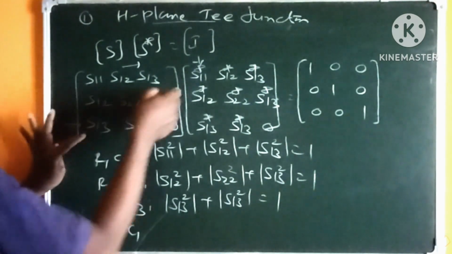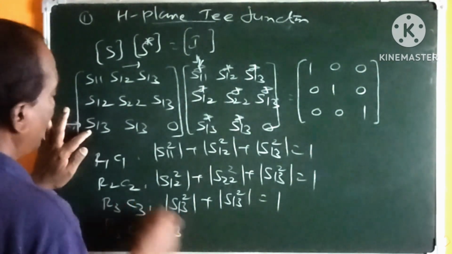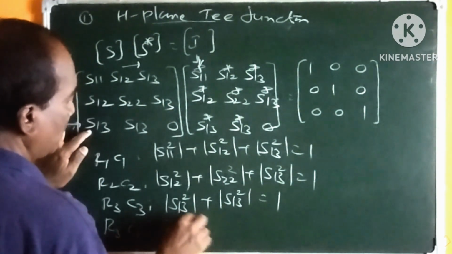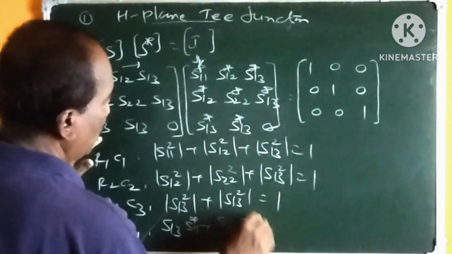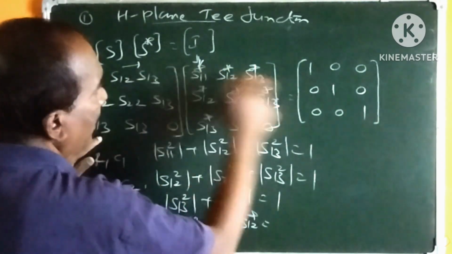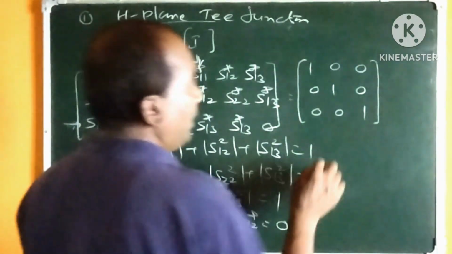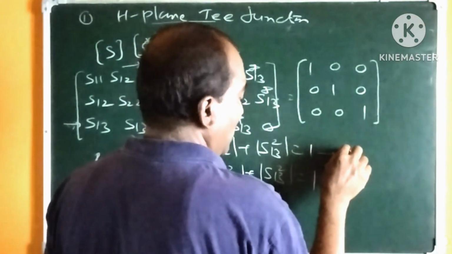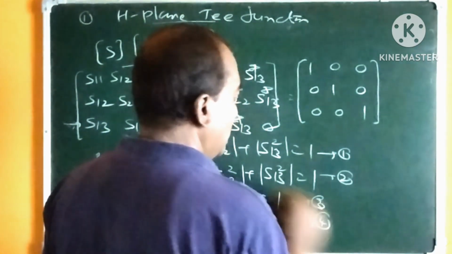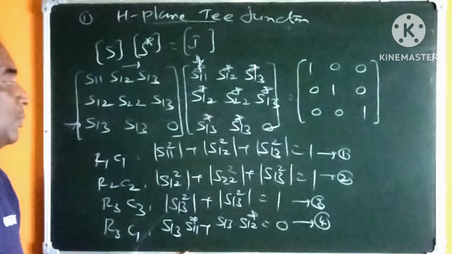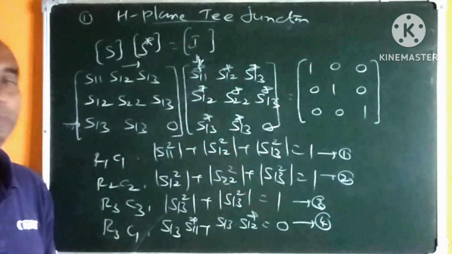So this is R3 C1: S13 into S11 complex conjugate plus S13 into S12 complex conjugate, R3 C1, will be equal to 0. Now let me call this equation 1. This is 2, this one is 3, and this is 4. Now by solving these 4 equations, we can determine the unknown parameters S11, S12, S13, S22.